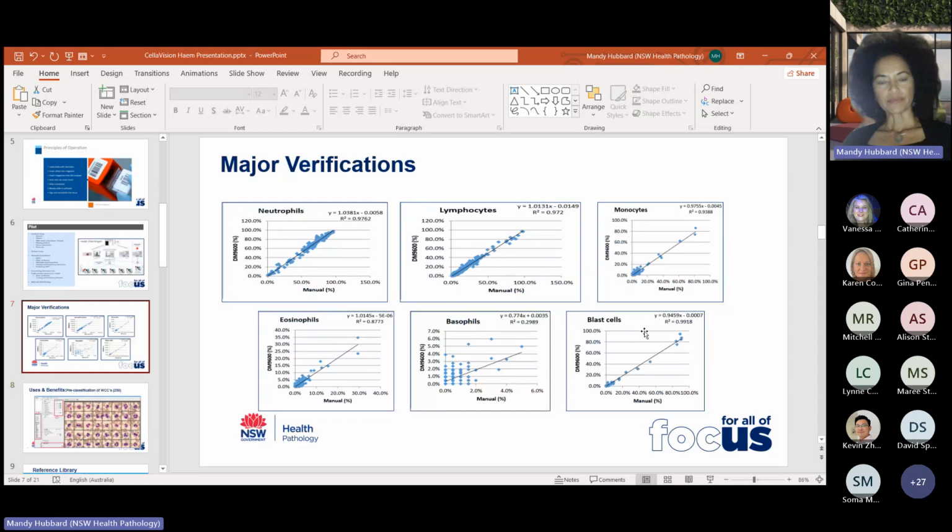Okay, these are some results from the major verification, looking at the white cells. You can see from not only the slopes and the intercepts, but also from the correlation values, that all the white cells except for our basophils, which I think is more indicative of basophils' low numbers rather than the system itself, correlated really well. There was concern about how blasts would be picked up with CellaVision, but I hope those figures will alleviate any concerns people might have.